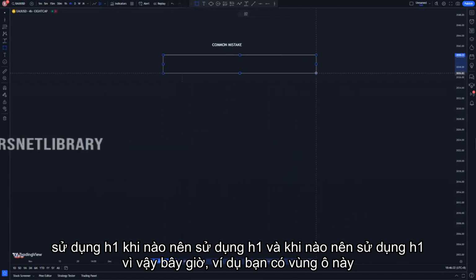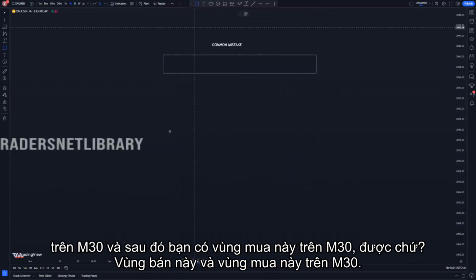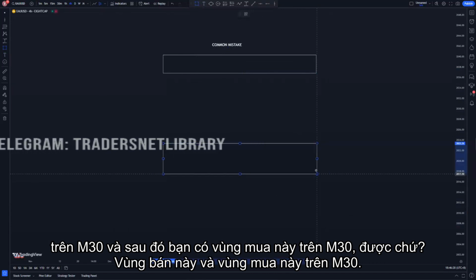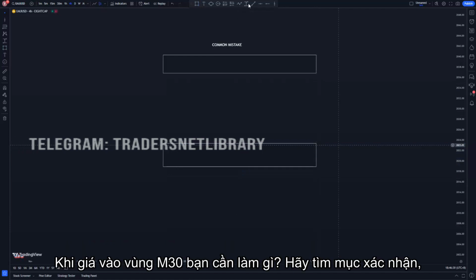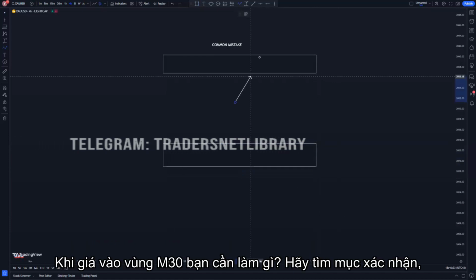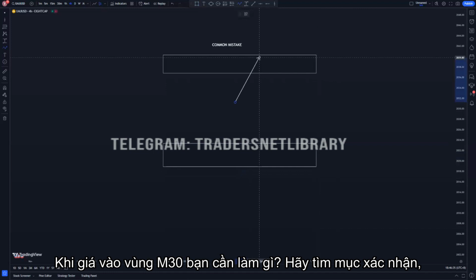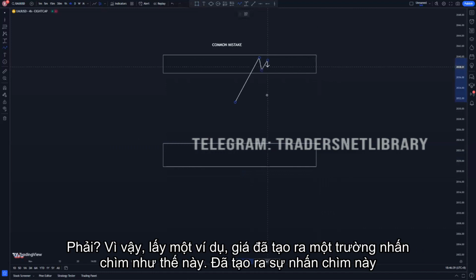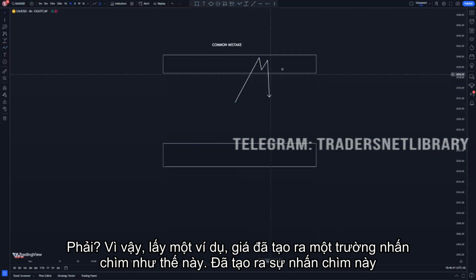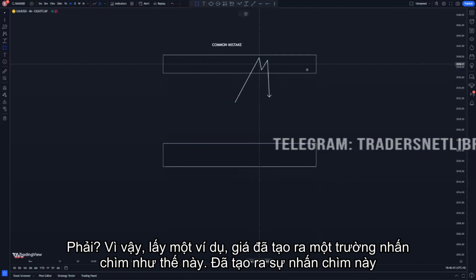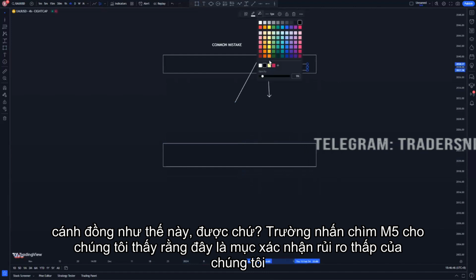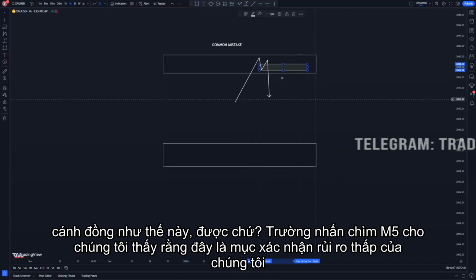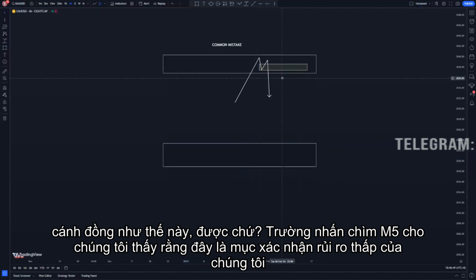For example, you have this sell zone on M30, and then you have this buy zone on M30. When the price gets into the M30 zone, what do you need to do? Look for the confirmation entry, right? So for example, the price created an engulfing like this. M5 engulfing, showing us this was our low risk confirmation entry.